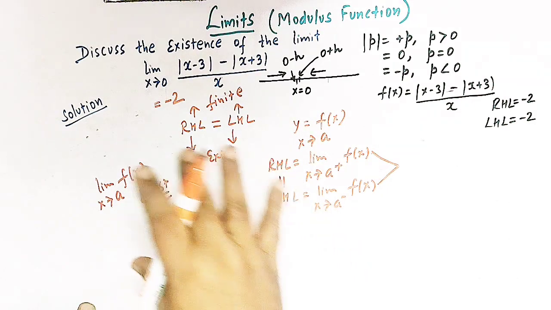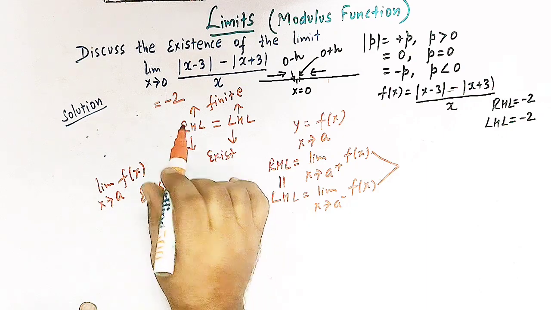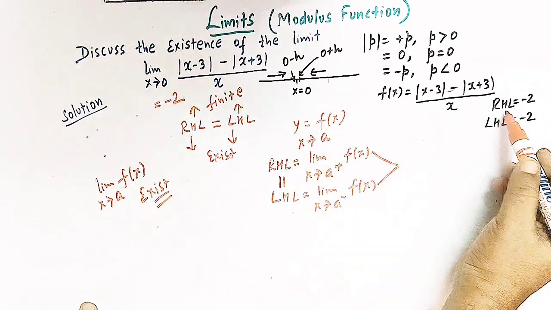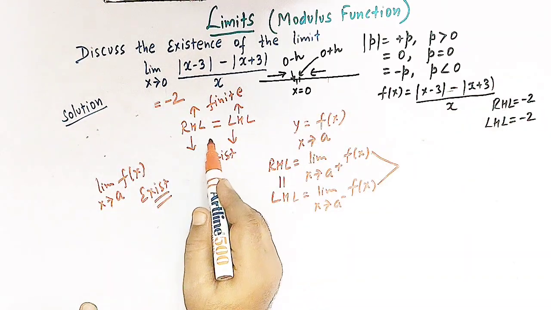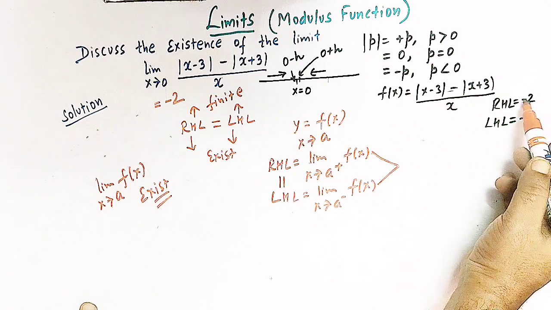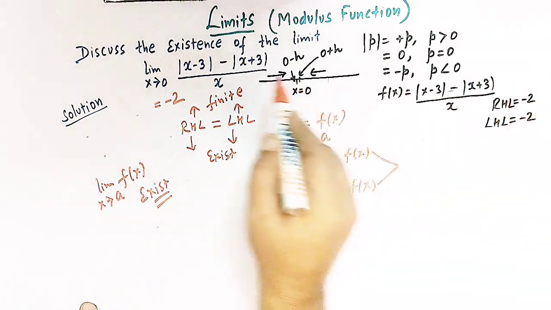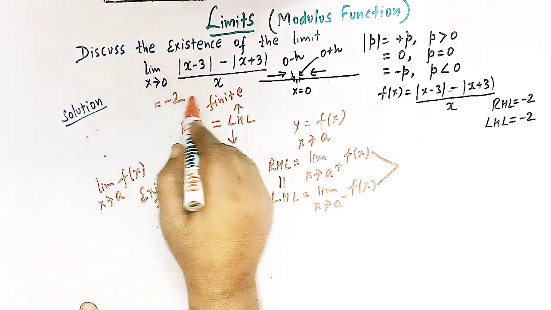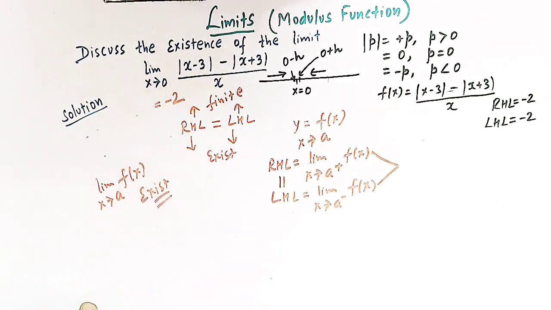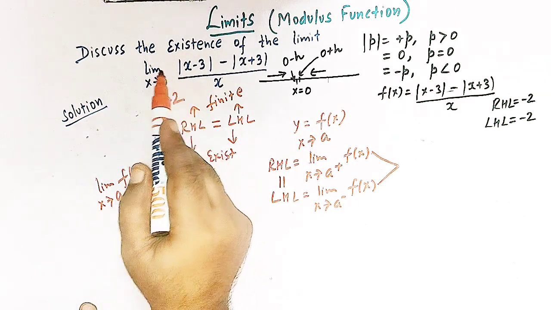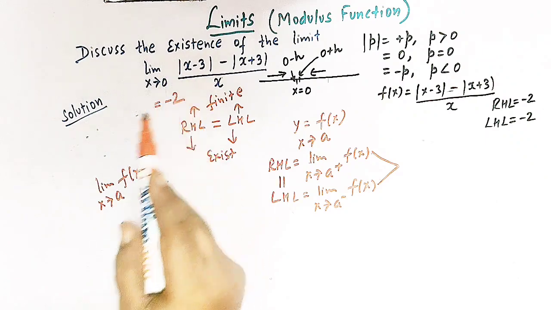So to summarize this discussion, we have seen that the right hand limit and the left hand limit both exist. They are finite and equal to each other, and the common value is minus 2. So we can now claim that the limit of this function is equal to minus 2 and the limit of this function exists.